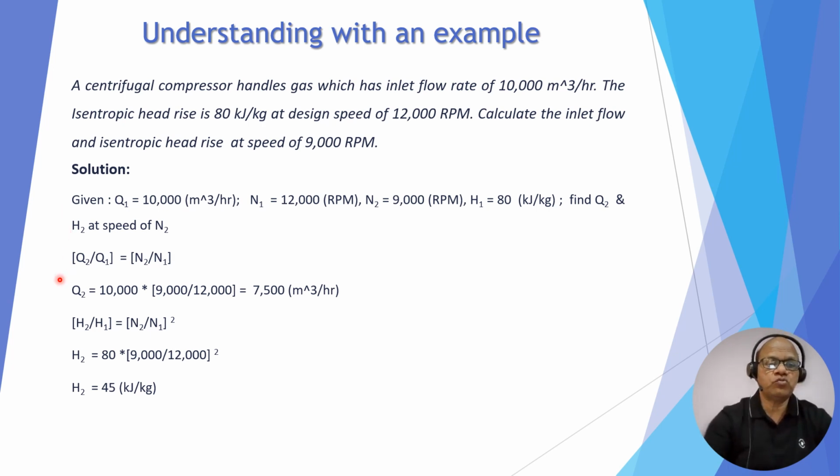So Q2 by Q1 is equal to N2 by N1, so Q2 will be 7,500 meter cube per hour. Again H2 by H1 is equal to N2 by N1 to the power 2, so H2 is 45 kilojoule per kg.